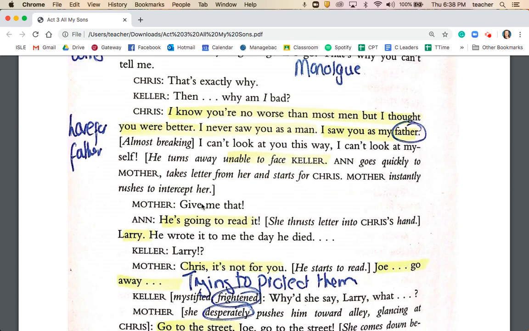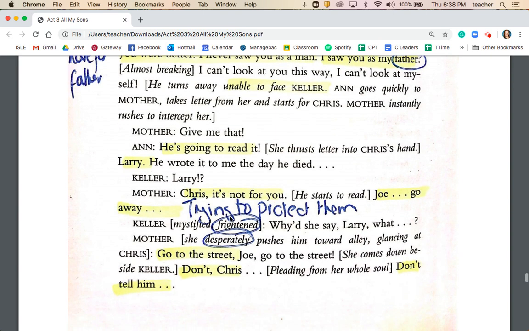And then what happens is that Anne goes quickly to Mother. She takes the letter from her and she heads over to give the letter to Chris. And Mother is absolutely desperate for Chris not to read it. And Anne insists that Chris reads Larry's letter. And it's interesting, Mother, again, is still in that protective maternal role here as she tries to stop Chris from hearing the truth. And she tries to even protect Joe from hearing the truth here at this point.